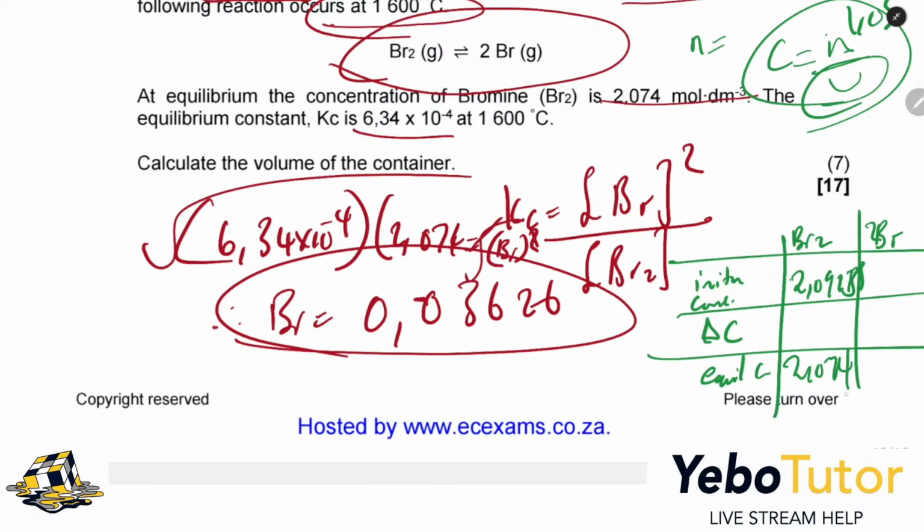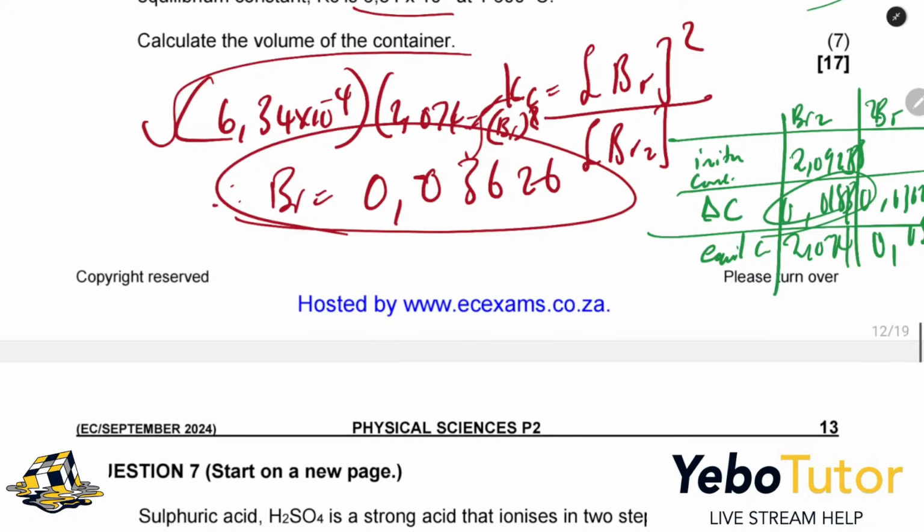Then of course we can also have our 0,03626. Then of course we have our change. It's just going to be the same for that. It's going to be 0,03626. Then of course we're going to have our 0,01813. Then from that point, we can definitely get the concentration which we were looking for in this specific question.